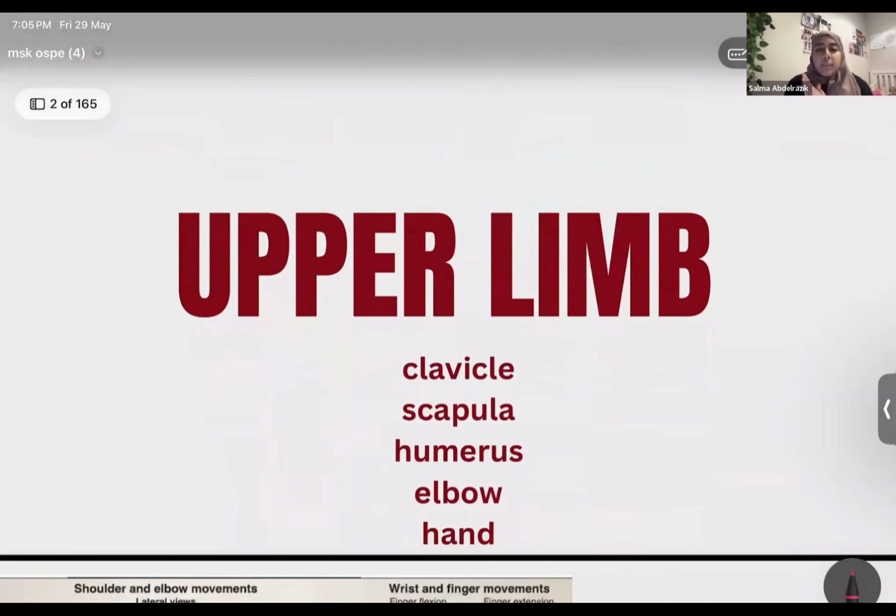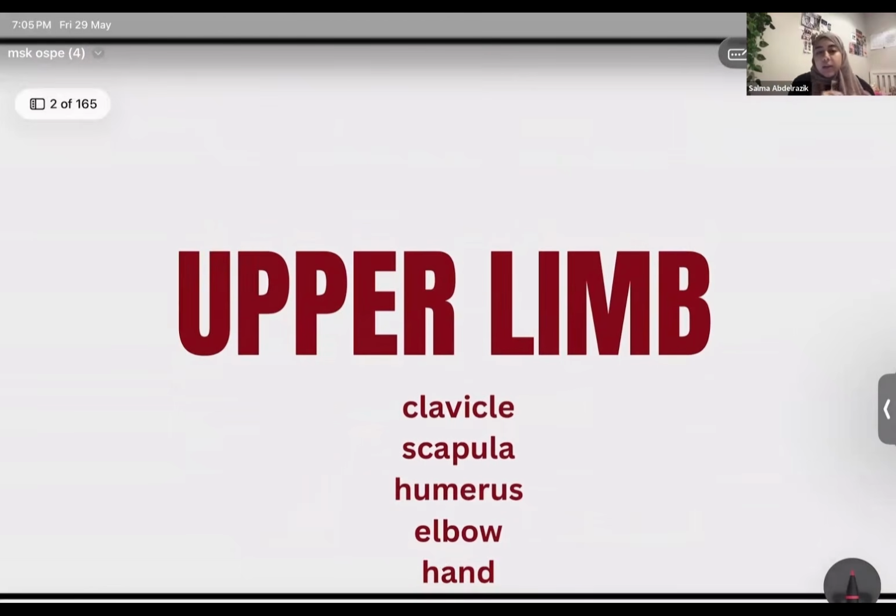I'm going to start with the upper limb: clavicle, scapula, humerus, elbow, and hand, muscles, bones, and everything of that sort. And Ibrahim is going to take the lower limb, and we divided the histo accordingly. Until we come up to the histo part, I'll tell you what exactly we're taking. We're going to move in the order of your lab. Okay, let's start with the upper limb. We're going to start off with the clavicle.